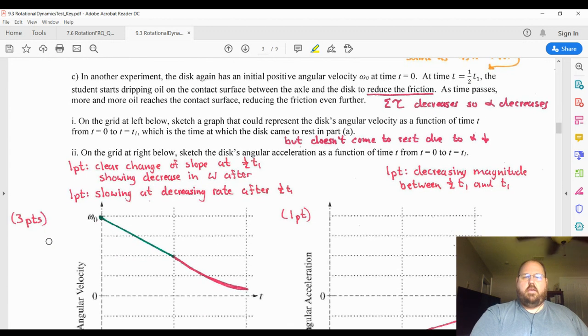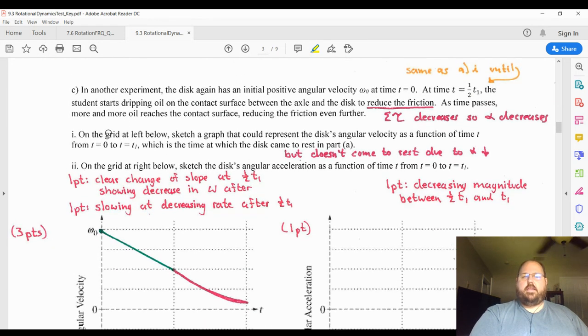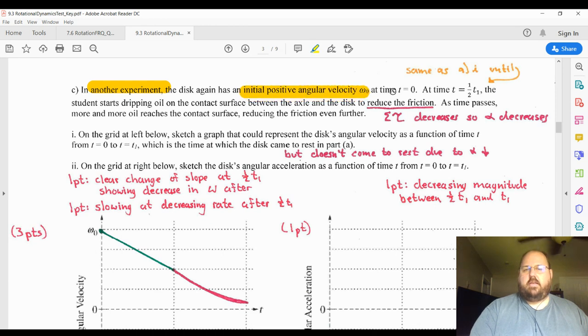Now we flip the page, and we have to realize that something's going to change, because we're told it's another experiment. Part of the challenge with these things is just keeping straight what's changing and what's not changing. What's not changing is the initial velocity, starting at time t equals 0. And then at time t equals 1/2 t1, so halfway from 0 to the end of the graph, the student starts dripping oil on the contact surface between the axle and the disc to reduce friction. Okay, we don't have to worry about that until 1/2 T1.